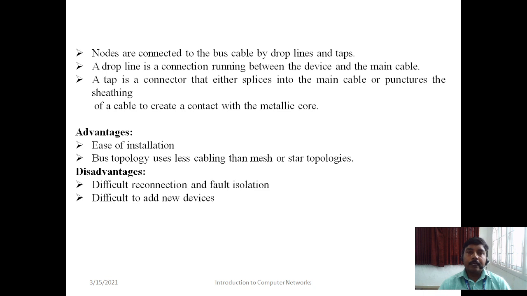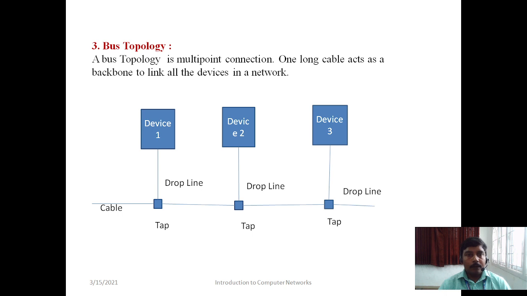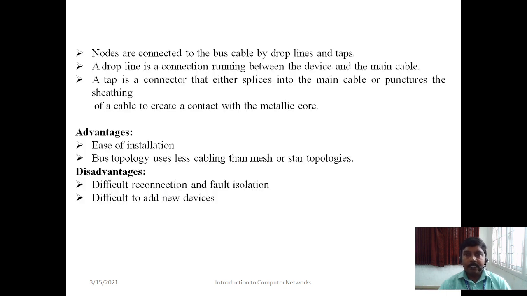So nodes are connected to the bus cable by drop lines and taps. A drop line is a connection running between the device and the main cable. A tap is a connector that either splices into the main cable or punctures the sheathing of the cable to create a contact with the metallic core. That is what I told from the above figure: you can make a puncture on the cable to connect the devices.